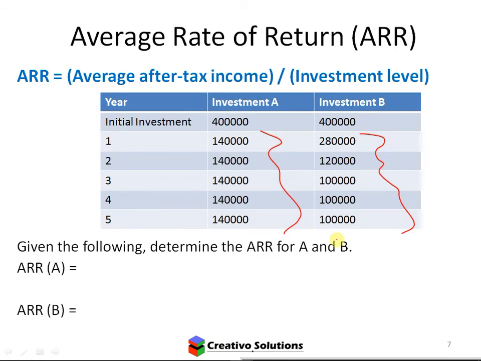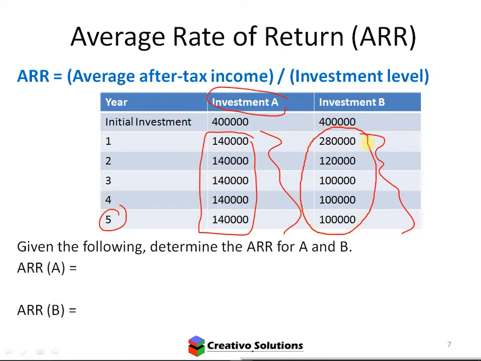I'm not looking at 1 year or 2 years. Alright, so if I'm looking at this one, what is the average for A? How do I get the average? I add all of that up and I divide it by 5, to get the average for the 5 years. It's 140. If I add up all of those and I divide by 5, what do I get?